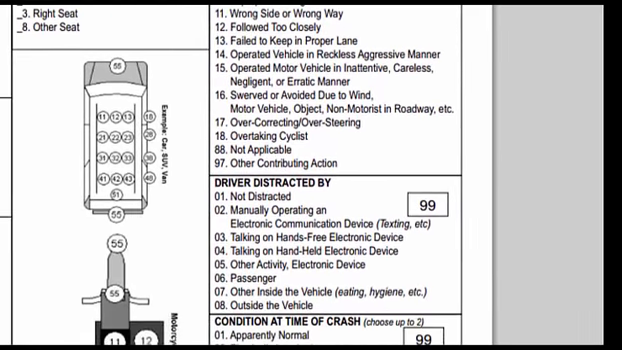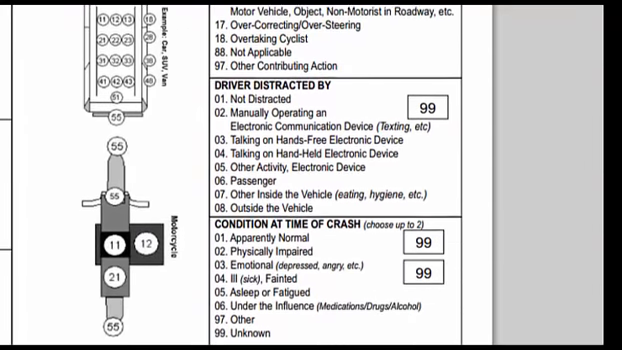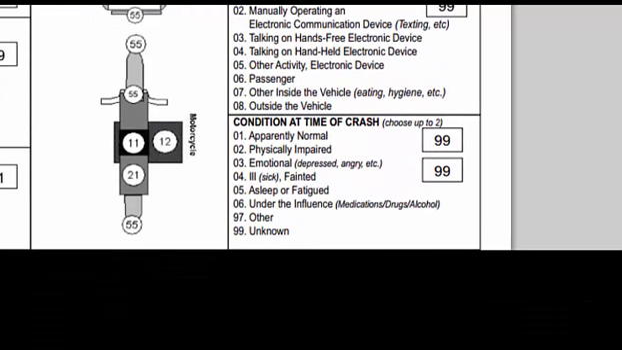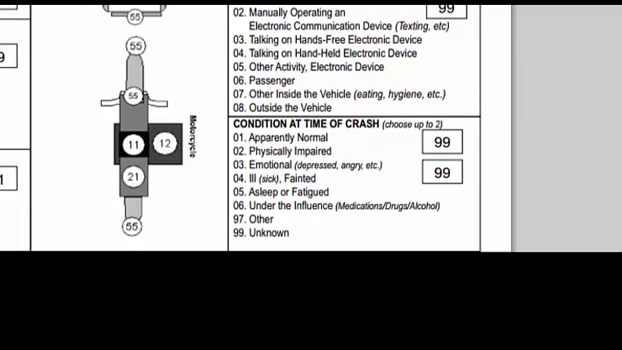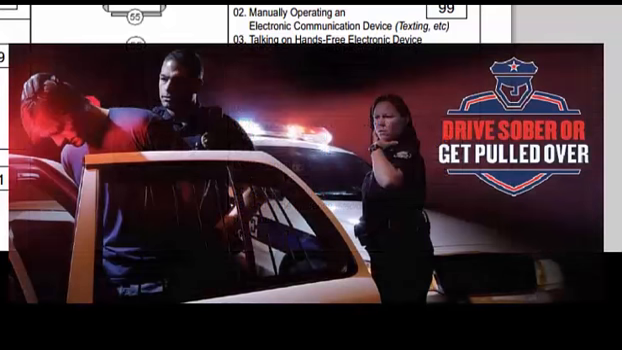The officer can also identify if the driver was distracted, either by something inside the vehicle or a distraction outside of the vehicle. Lastly, the officer can identify the condition of the driver at the time of the crash. If the driver was physically impaired, emotionally impaired, asleep, or under the influence of drugs and medication.